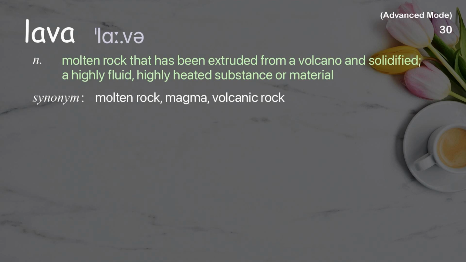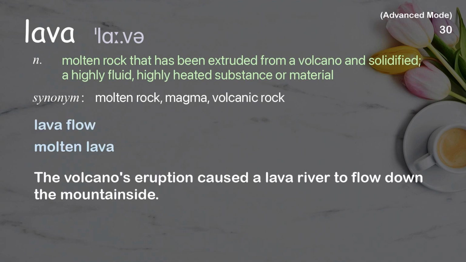Lava. Molten rock that has been extruded from a volcano and solidified, a highly fluid, highly heated substance or material. Examples: lava flow, molten lava. The volcano's eruption caused a lava river to flow down the mountainside.